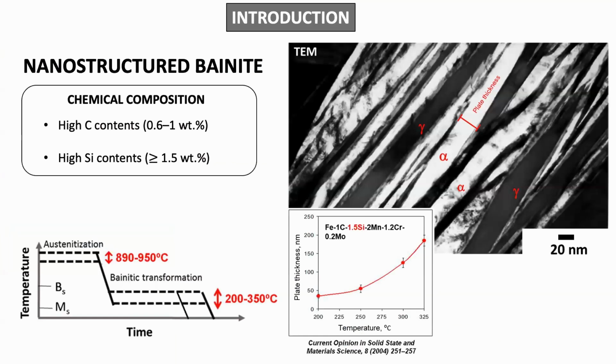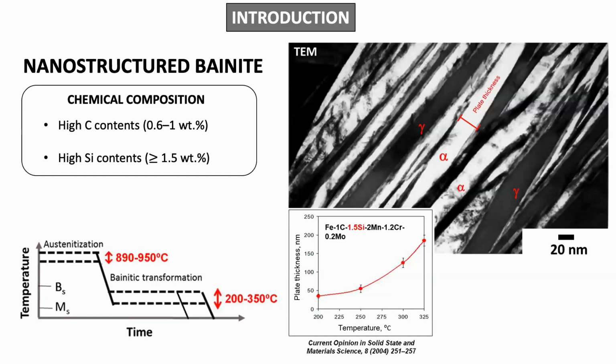Well, let me start, please, with an introduction on the microstructure about which I will talk. This is nanostructured bainite, and these microstructures are based on steel with a quite lean chemical composition. Among other elements, we have high carbon contents and high silicon contents, and these microstructures are produced by a heat treatment consisting of a first stage of austenitization plus following isothermal holding to enable the bainitic transformation.